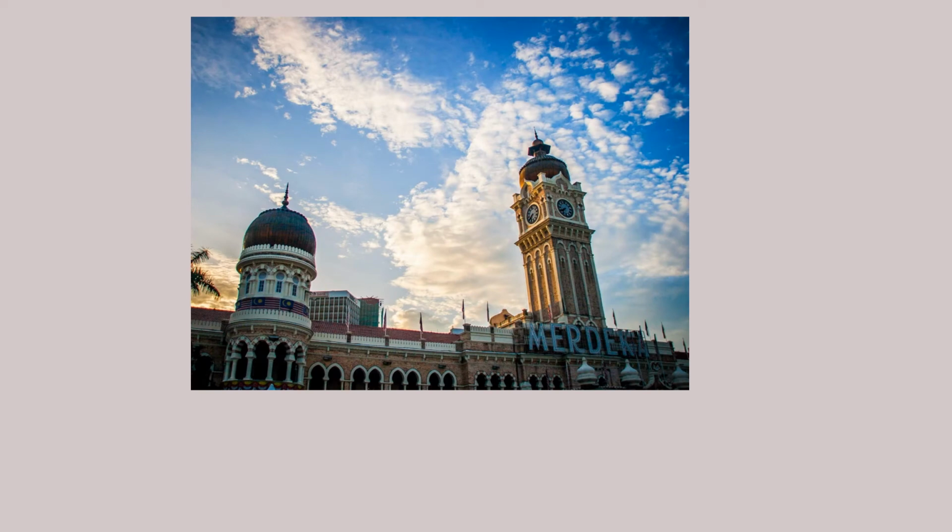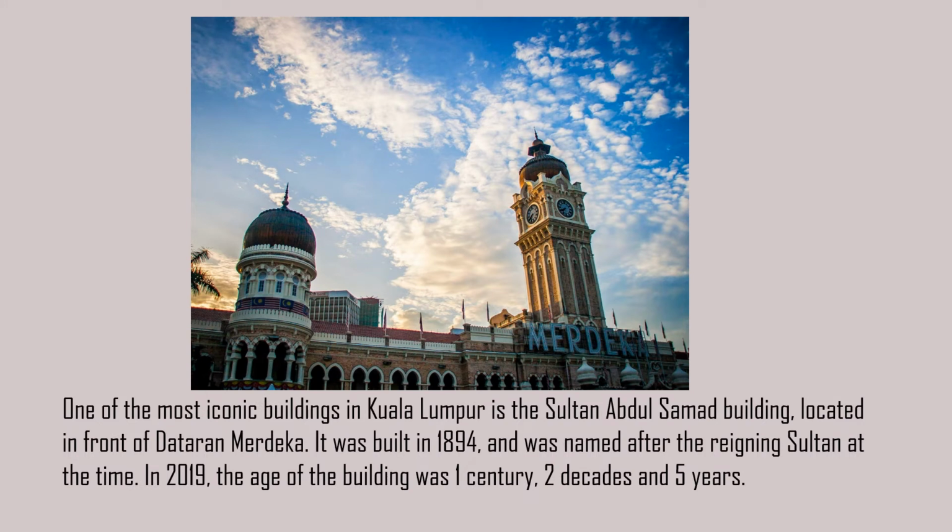How about this building? This is Sultan Abdul Samad building. It was built in 1894. So in 2019, the age of the building was 1 century, 2 decades and 5 years.